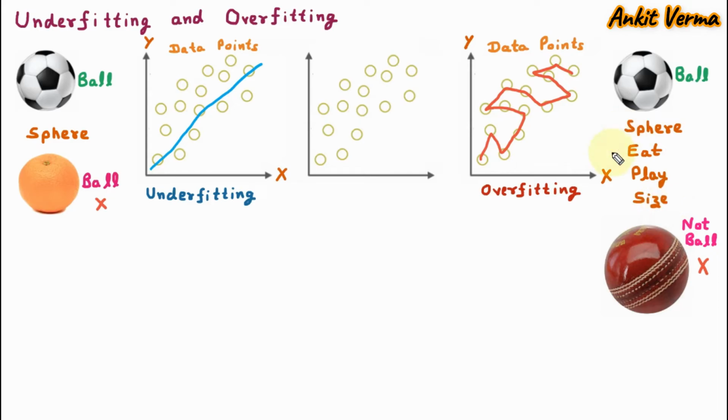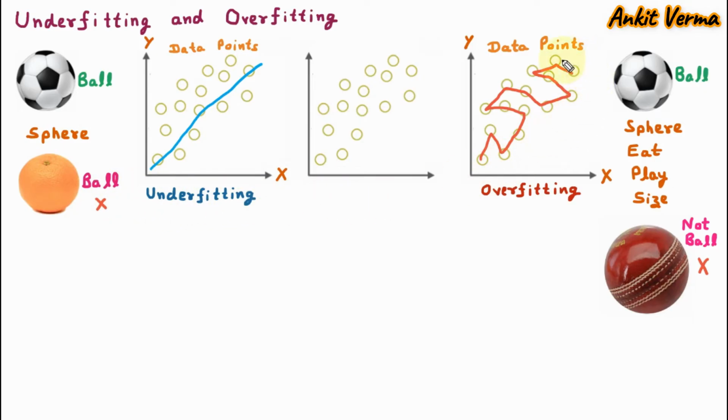Here, because we have given so many attributes or properties, the model is confused. This is called overfitting. So here we have learned that if certain properties are there and we have opted for only a few properties, and because of that the result is not accurate, this is called underfitting.